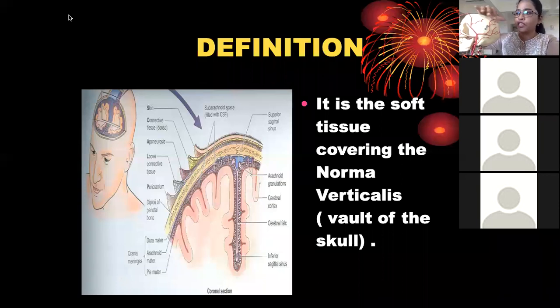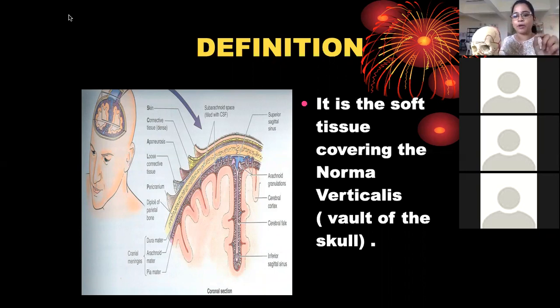Scalp is a soft tissue which covers the vault of the skull. Now, what is the vault of the skull? You know that this is the vault of the skull, the skull cap. The soft tissue which covers the vault of the skull is called the scalp. In the definition it is given as a soft tissue covering norma verticalis.